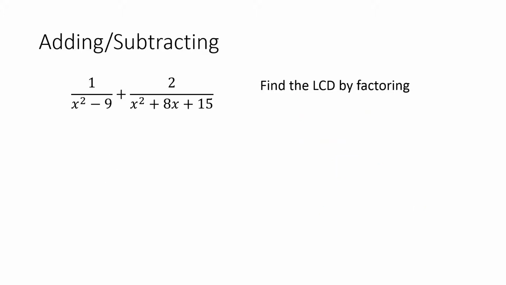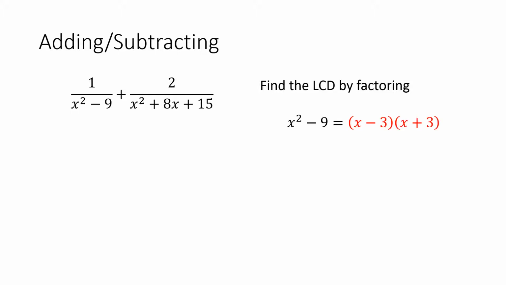Now let's take a look at about the toughest problem that we're going to see in this whole unit. All right. Again, this might look like a beast, but we're going to break it down the same way. We're going to find our LCD by factoring. We're going to build our LCD with those factors that we found, and hopefully this will go pretty well. So we'll start with the x squared minus 9. Again, pause the video, find the factorization yourself, and then check it.